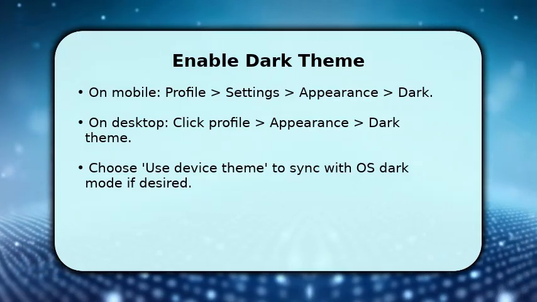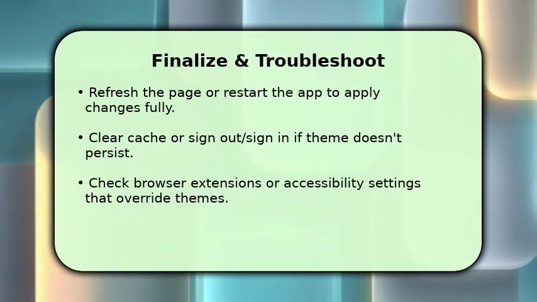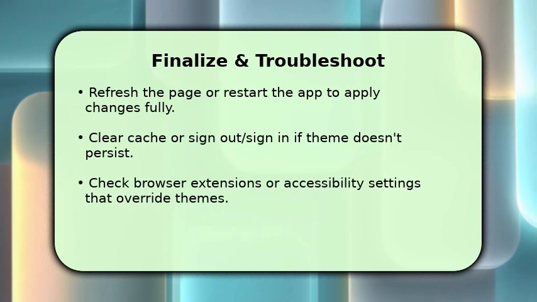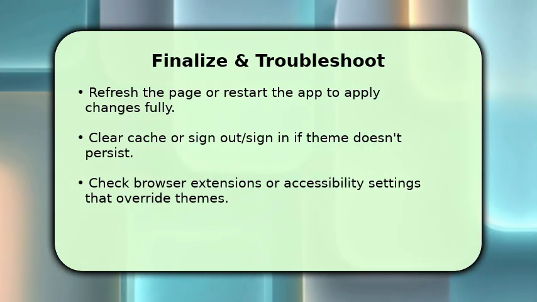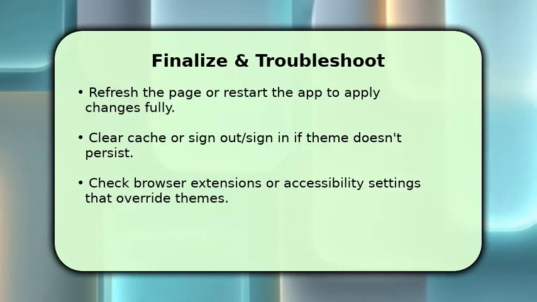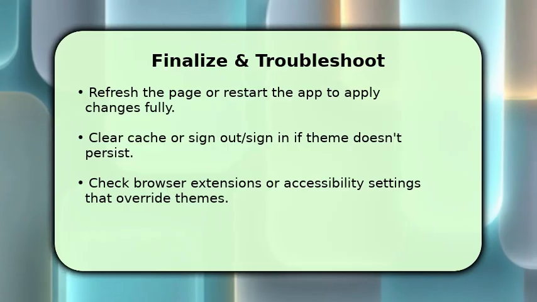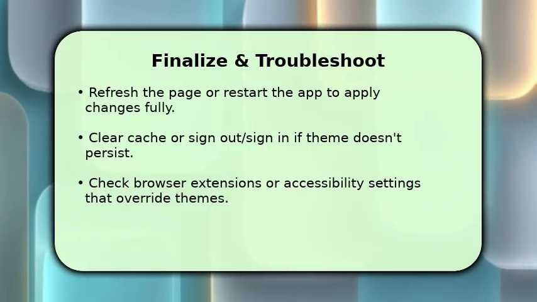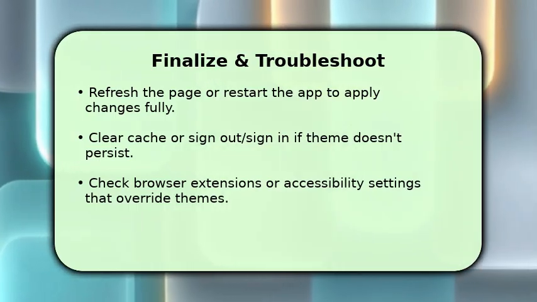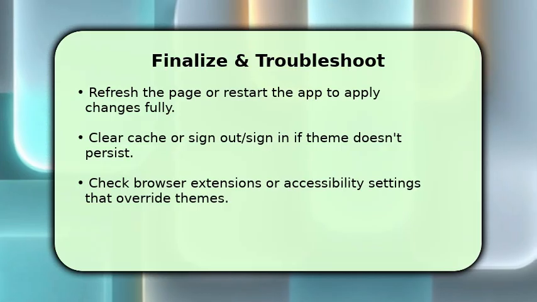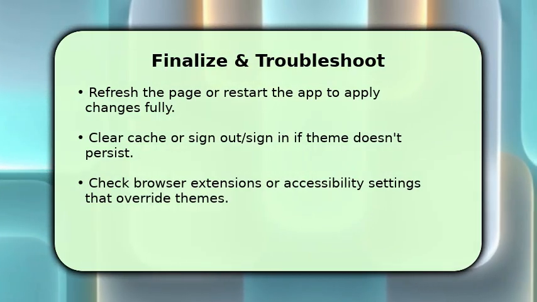If you use multiple devices, finalize by refreshing the page or restarting the app so all UI elements render in dark mode. If the setting doesn't persist, clear the app or browser cache, or sign out and sign back in to force YouTube to save your preference. Make sure no browser extensions or accessibility tools are overriding colors. Disable them temporarily to test. If problems continue, update the app or OS and try again. This usually resolves compatibility issues and ensures the dark theme behaves as expected.